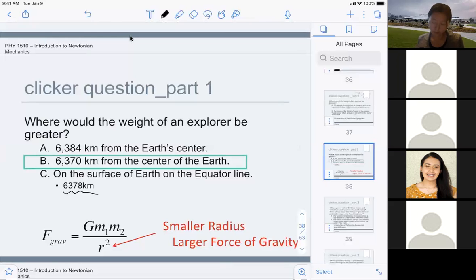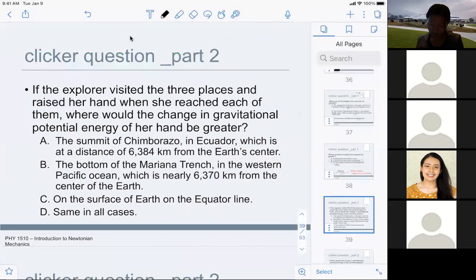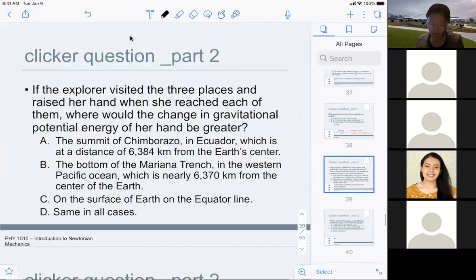All right, that's one question. Let's look at one more question, and then the rest would be Kepler's laws, and we will talk about that on Friday.